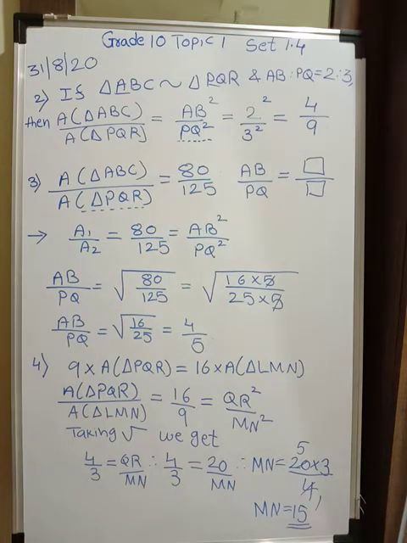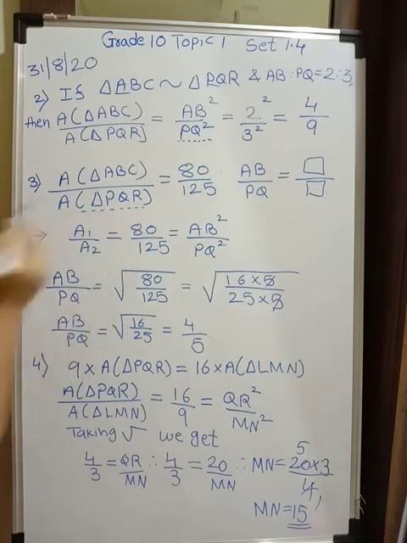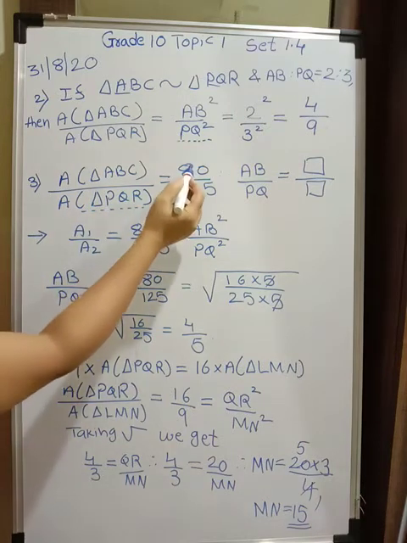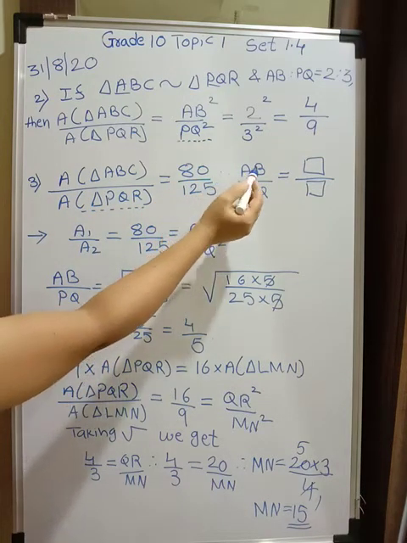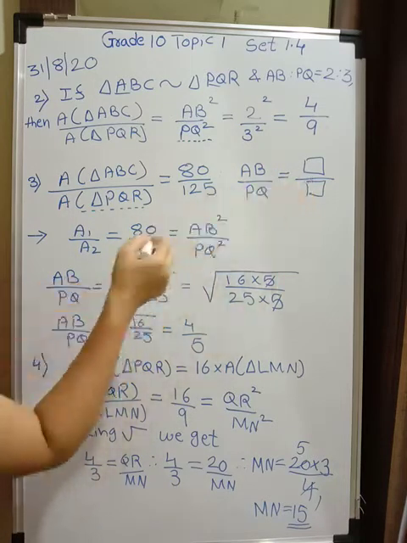Now see the third problem. I am reading the question from the textbook, please concentrate. If triangle ABC is similar to triangle PQR, area of triangle ABC is equal to 80, and area of triangle PQR is equal to 125, then fill in the blanks. Area of triangle ABC upon area of triangle PQR is equal to 80 upon 125, and therefore AB upon PQ is equal to question mark, which we have to fill. For that we have to solve.